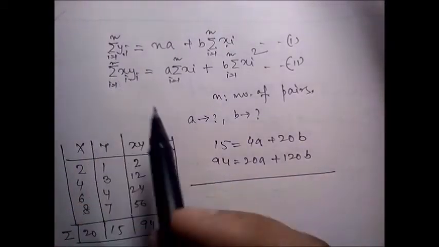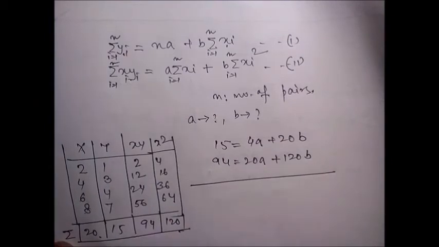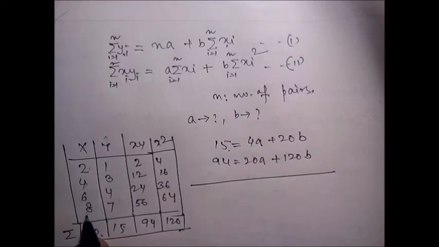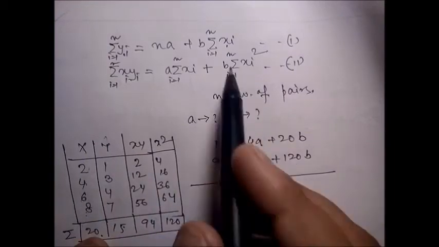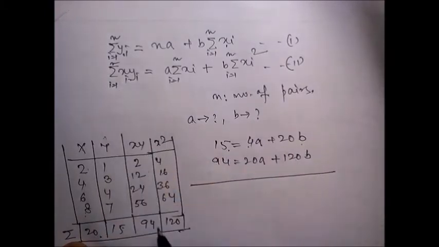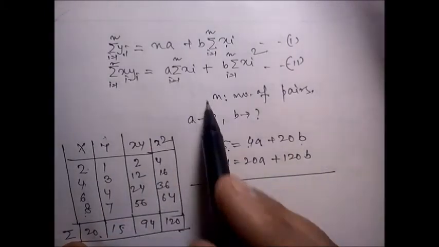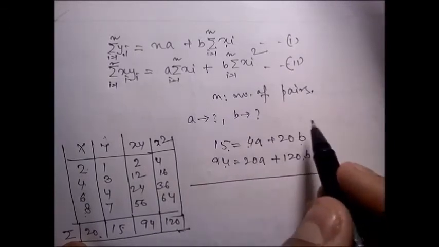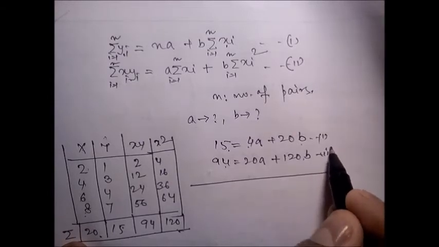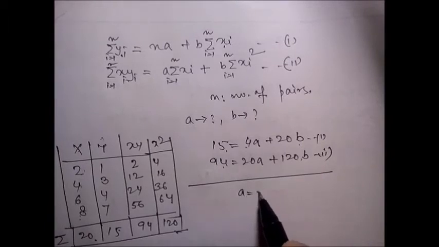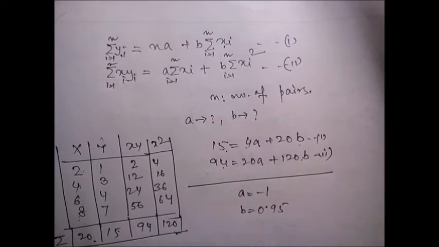Summation of y is 15, so it is 15. The number of data pairs is 4, that's why it is 4a. Then summation of x is 20, so it is 20b. Summation of xy is 94. Summation of x is 20 and summation of x square is 120, so it is 120b. So we have to solve these two equations. After solving, a is equal to -1 and b is equal to 0.95.